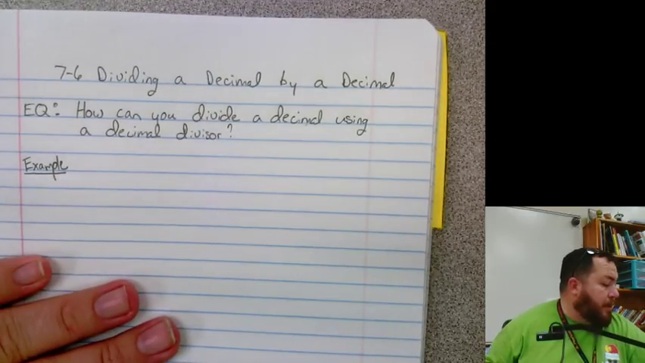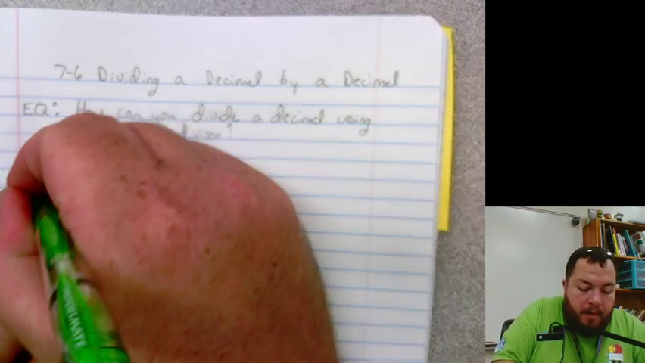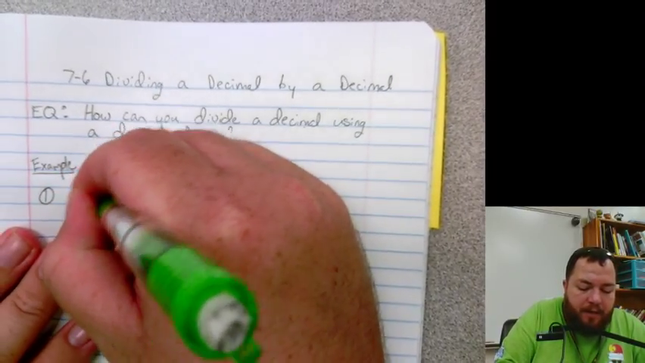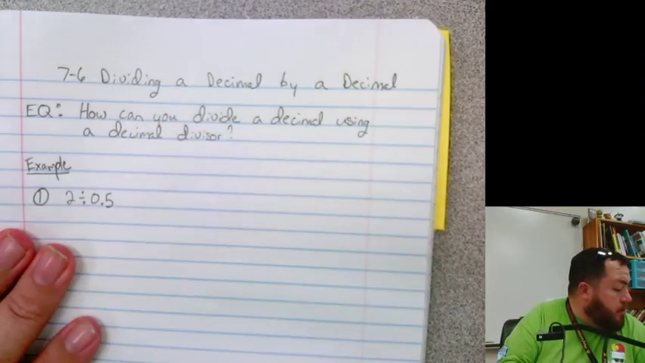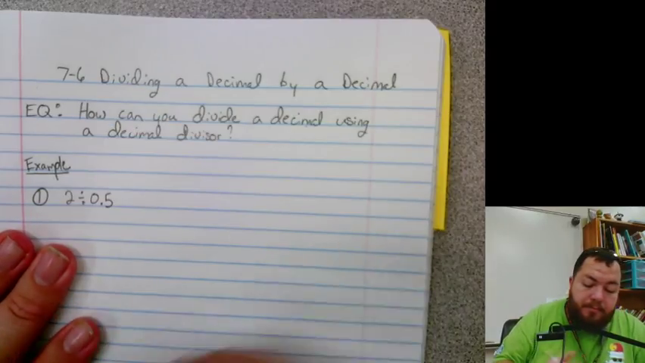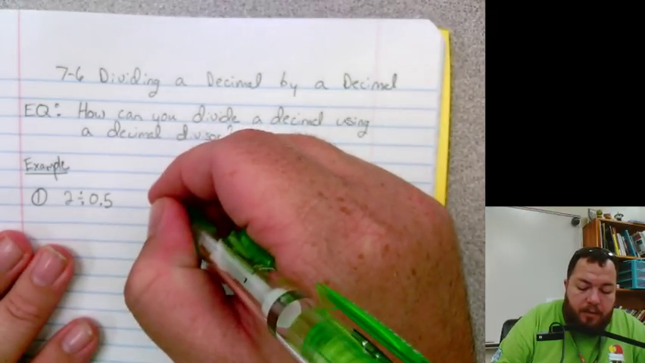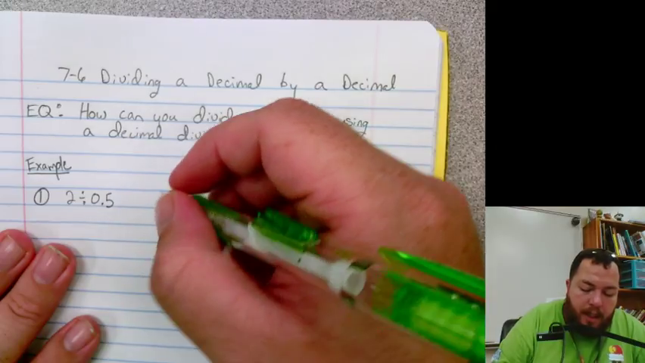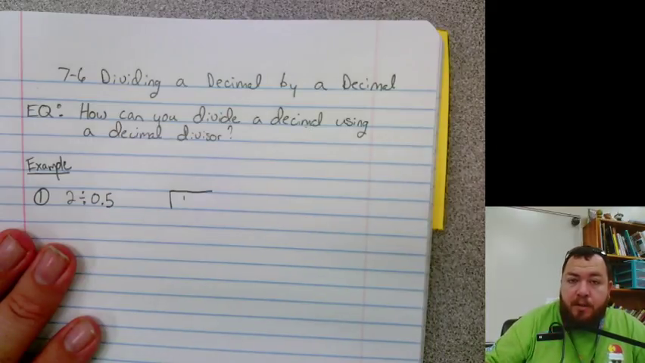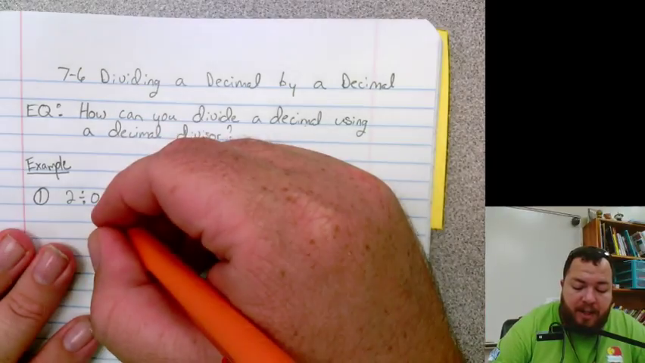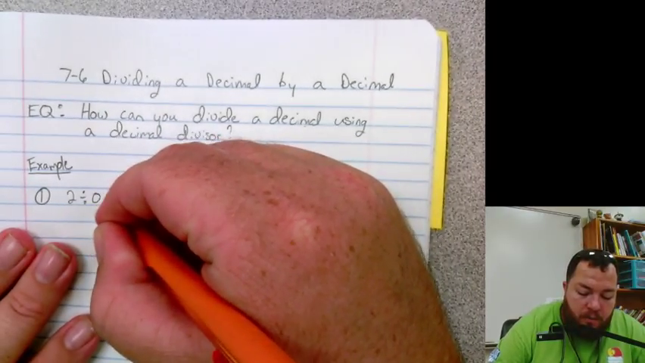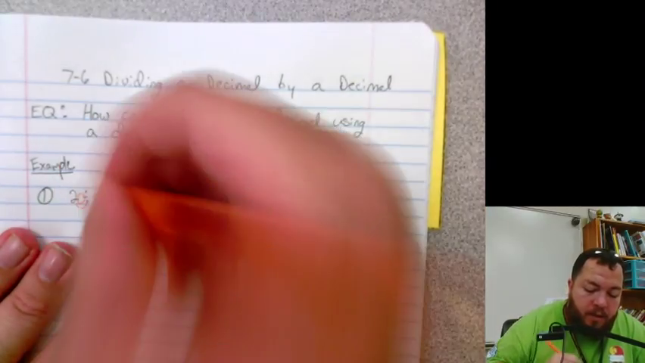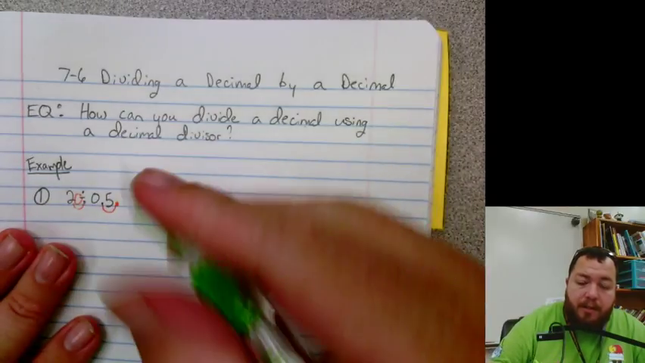So let's go with example 1. For example 1, we're going to do 2 divided by 5 tenths. Okay? First thing we're going to do is we're going to rewrite our problem. And then when we do that, we got to move our decimal points over, okay? So remember, our divisor can't have a decimal. So if we go one place to the right here and make that 5, we're going to go one place to the right here and make that 20. So I'm going to have 20 divided by 5.